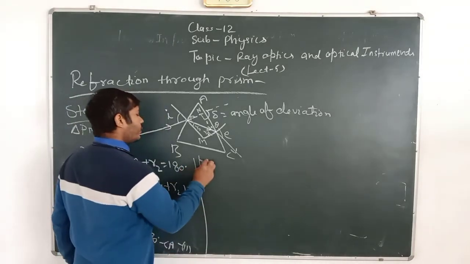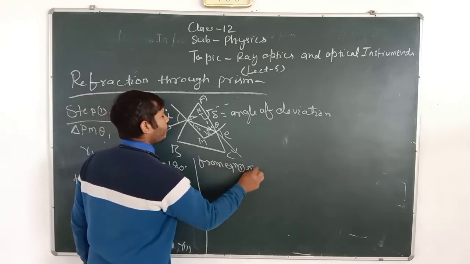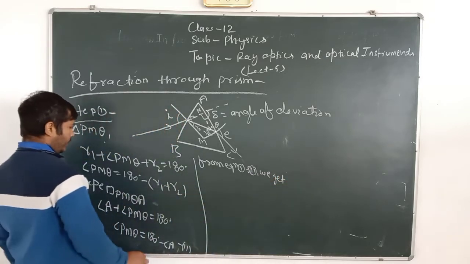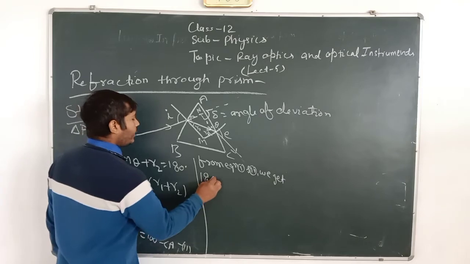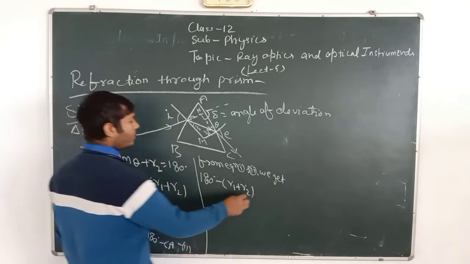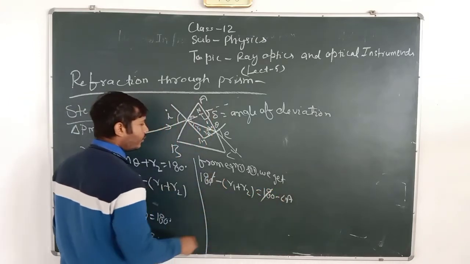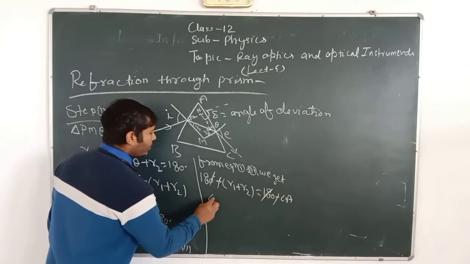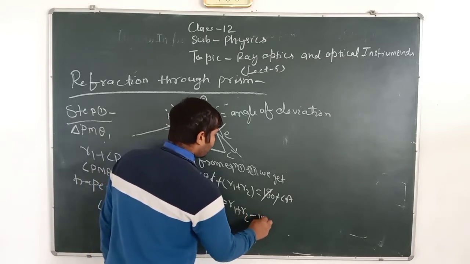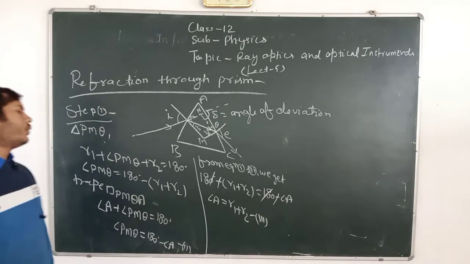So from equation 1 and equation 2, what we get from equation 1 and 2? We get 180 degree minus R1 plus R2, and this will be equal to 180 degree minus angle A. This will be cancelled out, minus and minus will be cancelled out. So angle A will be equal to R1 plus R2. It is equation number, let us say, 3. Equation number 3.